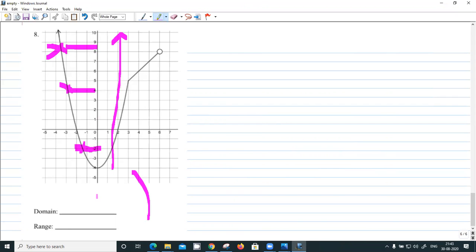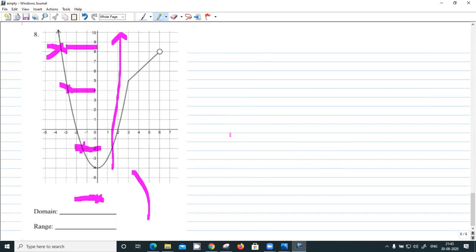But this value of y is not there in the curve, right? No. So all possible values of y is the range. So y can have values from -4 to plus infinity. Oh, it's left to right. You have to read it from minimum value to maximum value, on the y-axis from bottom to up.